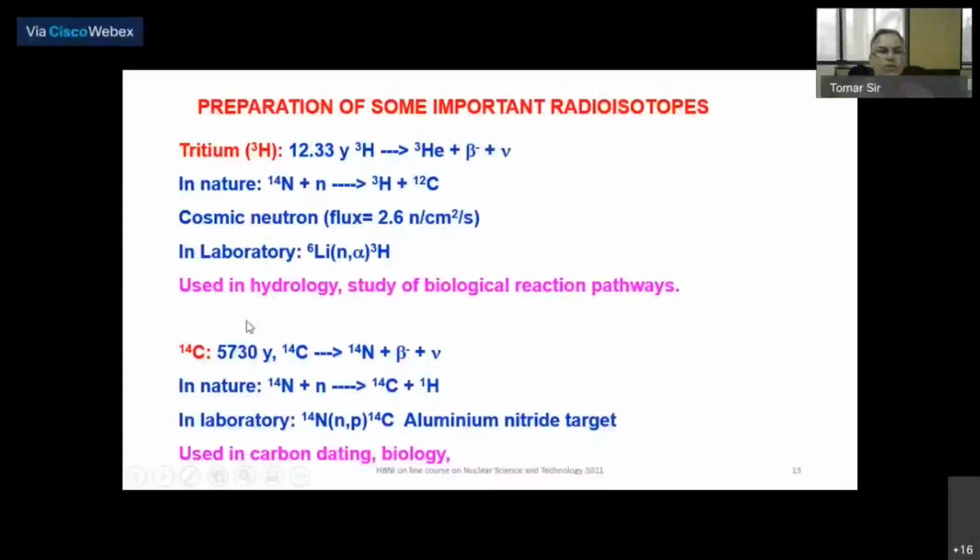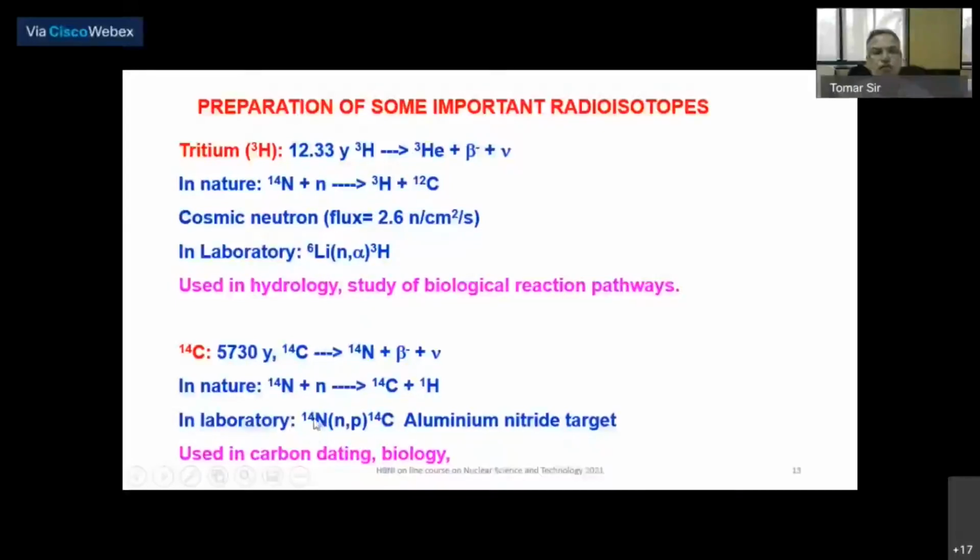Carbon 14 is another isotope, with a half-life of 5730 years. It is a beta minus emitter, goes to nitrogen 14. In nature again, cosmic ray neutrons bombard nitrogen 14 and give rise to carbon 14 plus proton. Whereas in the laboratory, you can produce it by the nitrogen 14 (n,p) reaction.